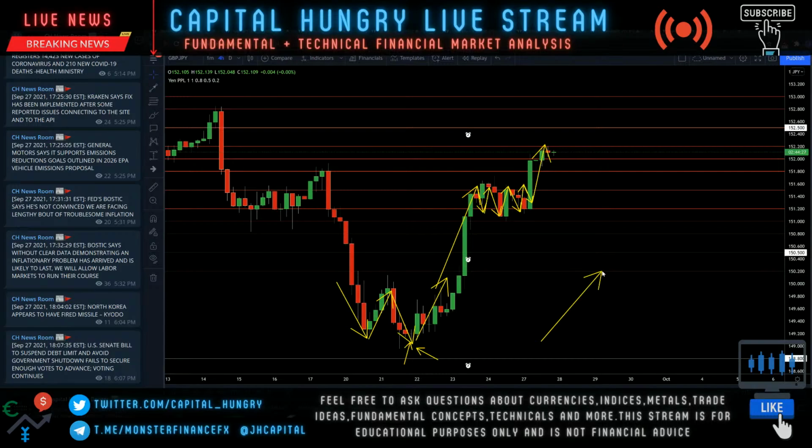Bank of Japan's not going to have the same impact on the Japanese yen compared to the US dollar impact with the Federal Reserve.